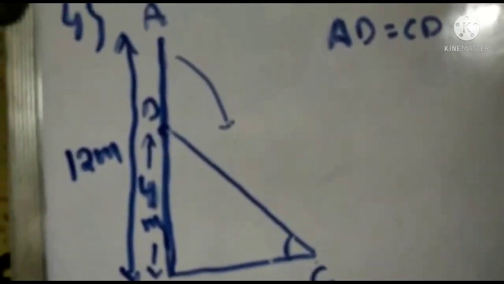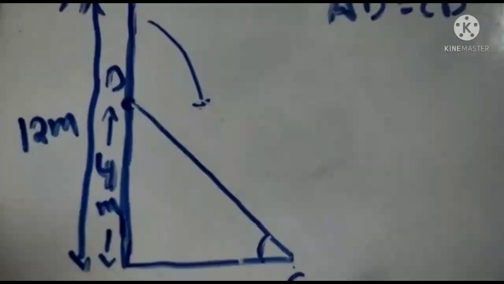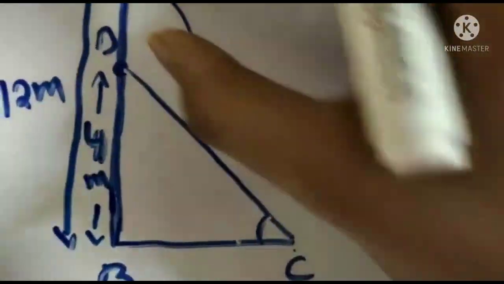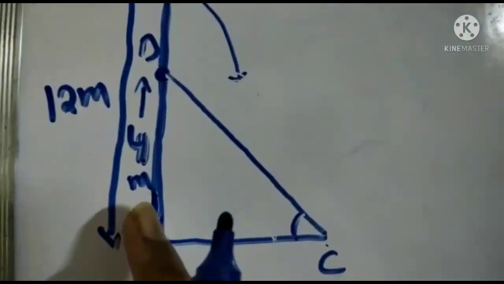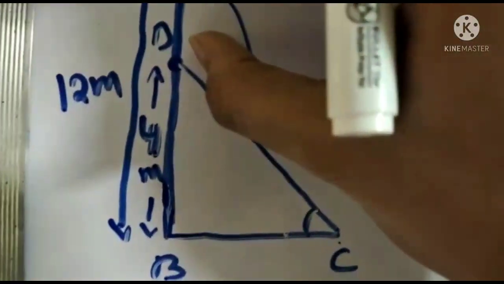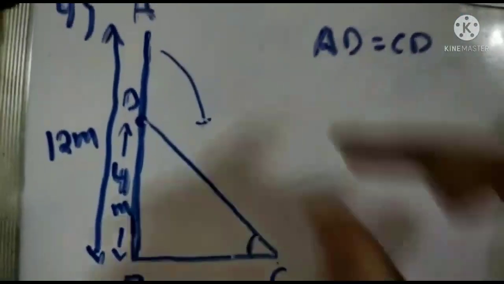Now, if I find AD, that means indirectly we are finding CD also, because AD is equal to CD. So if we find AD, the number is in meters; 12 meter and 4 meter are given. If I get AD as 2 meter, then CD will also be 2 meter, because it is the same. So see, how can we find AD?